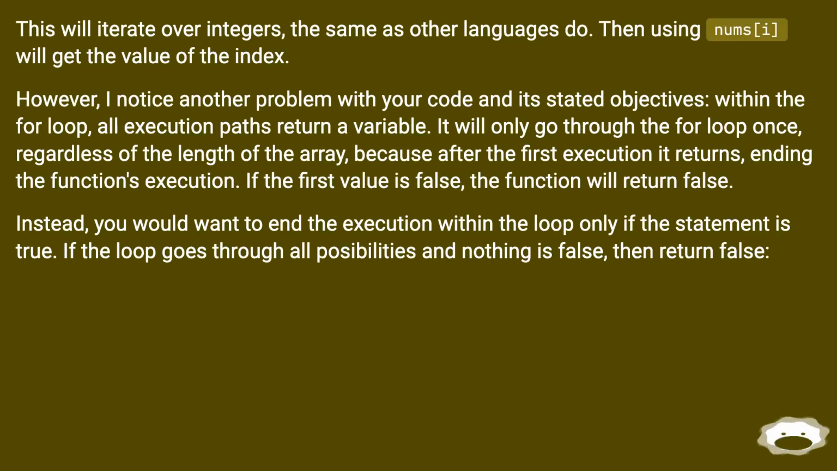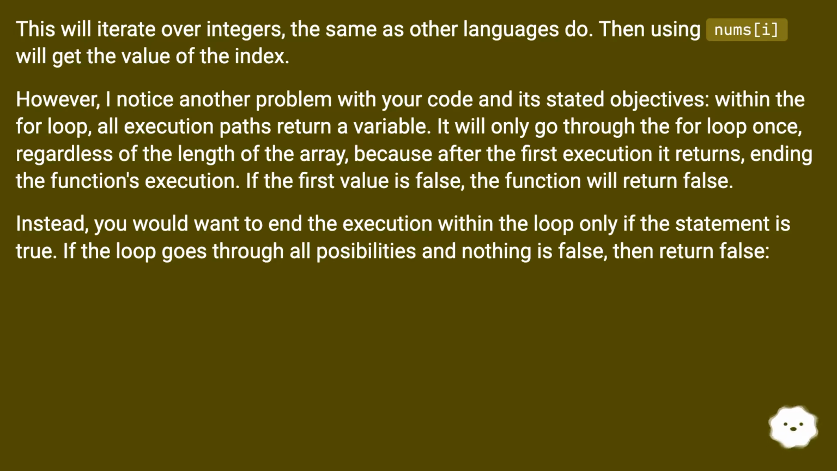However, I notice another problem with your code and its stated objectives. Within the for loop, all execution paths return a variable. It will only go through the for loop once, regardless of the length of the array, because after the first execution it returns, ending the function's execution.